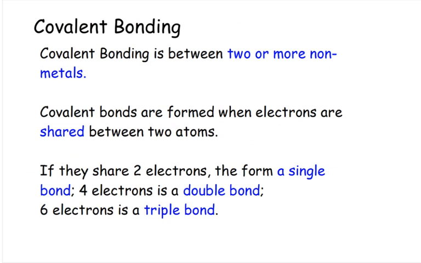Covalent bonding. Remember, covalent bonds are between two nonmetals. This occurs when electrons are shared between atoms, right? And then this is just FYI. We're going to go into this in greater detail later, but if they share 2 electrons, it's called a single bond. So one covalent bond is a pair of 2 electrons. Sharing 4 electrons is called a double bond. 6 electrons is a triple bond.